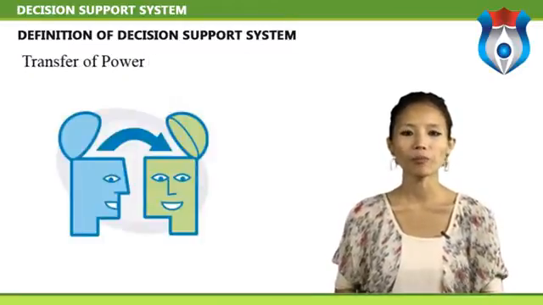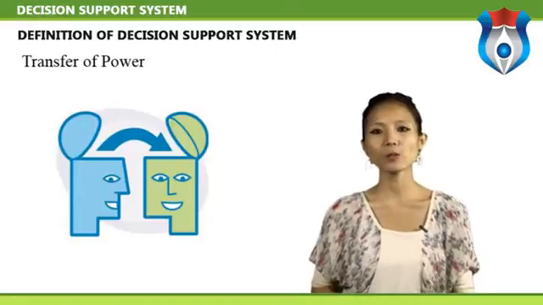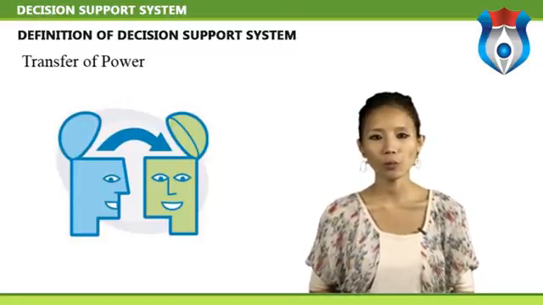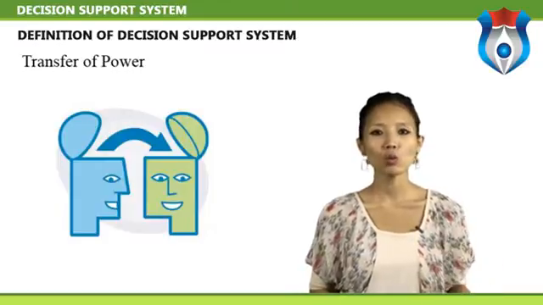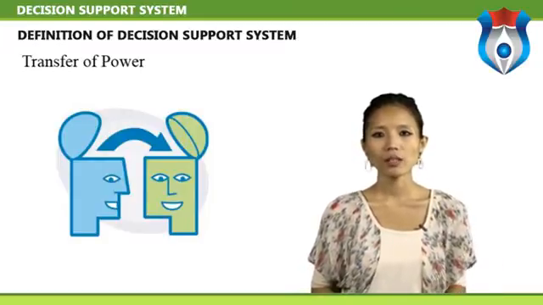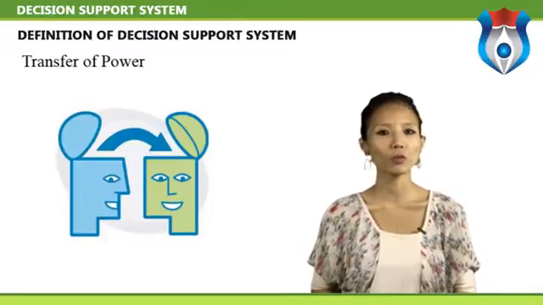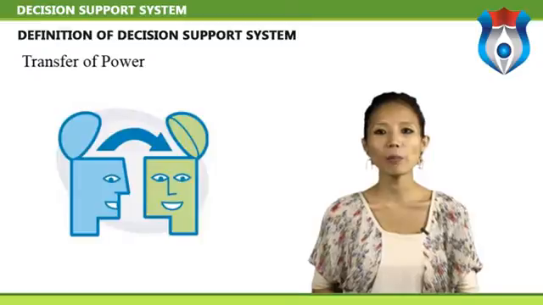Transfer of power. Building any form of DSS may be seen as transferring decision authority from a human to a software program. DSS should only be used to improve decisions. The system cannot capture all the complexities of human decisions. Therefore, the human decision maker should still be a part of the process.